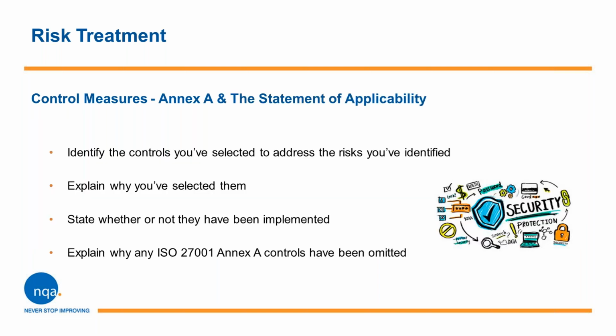So, having selected your controls, you need to produce a statement of applicability, or SOA. Now, this is one of the most important ISO 27001 documents, and it should identify the controls you've selected to address the risks you identified, explain why you've selected them, state whether or not they've been implemented, and explain why any ISO 27001 Annex A controls have been omitted. Now, there's going to be at least 114 entries in the statement of applicability, one for each Annex A control, all of which will include extra information about each control and ideally link to relevant documentation about each control implementation.